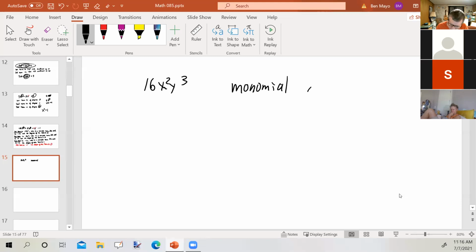This is a monomial of degree what? Careful. Do we add the 2 and the 3? Bingo. Yes. The degree of a term is the sum of all the exponents on all the variables within the term. So excellent. This is a monomial of degree 5. What's its coefficient? The 16? 16. Excellent. Okay.